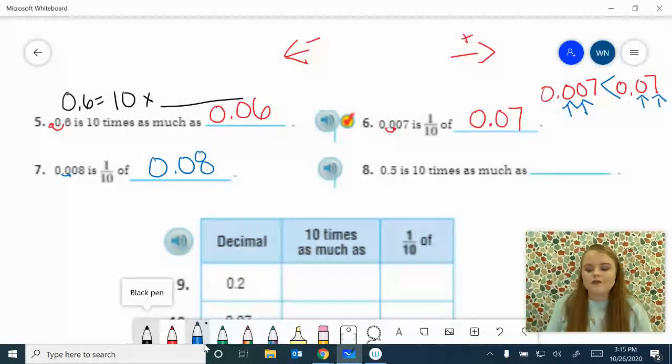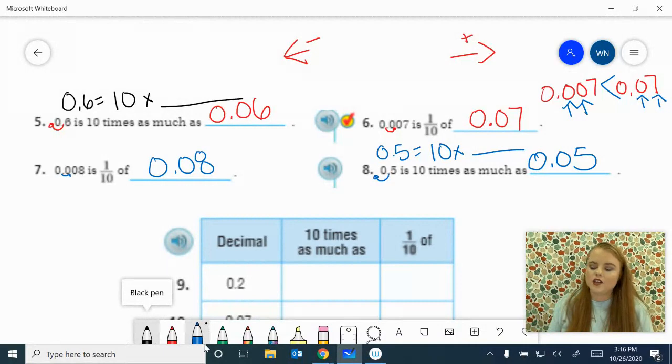Number 8, 5/10 is 10 times as much as. Think about for this one if you're going to go bigger or smaller. Let's look at it. So 5/10 is 10 times as much as, or 10 times bigger than another number. So if the 5/10 is the bigger number, we're trying to go smaller. So we're going to go 1 to the left, and that's going to get me 5/100. Let's go ahead and move on to our chart.